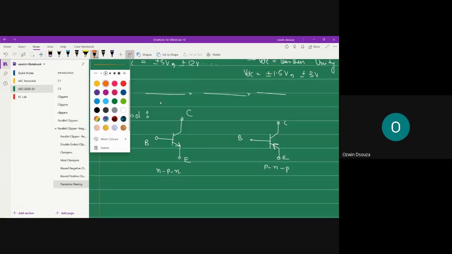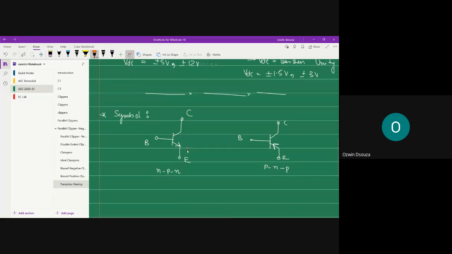For NPN transistor, this is how we put the current directions. First, you put the direction of the emitter current. In a transistor, your emitter current is equal to the summation of the remaining two currents. If the emitter current has to be outbound, then the remaining two currents need to be inbound.